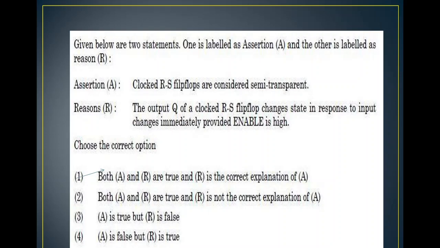Option third, A is true but R is false. Option fourth, A is false but R is true. Correct answer, option first, both A and R are true and R is the correct explanation of A.